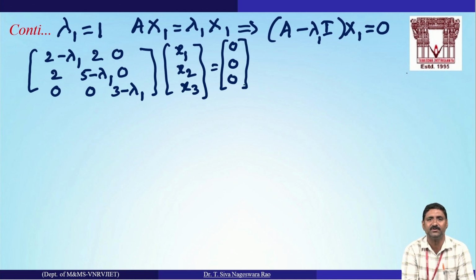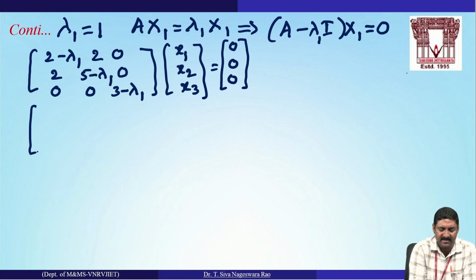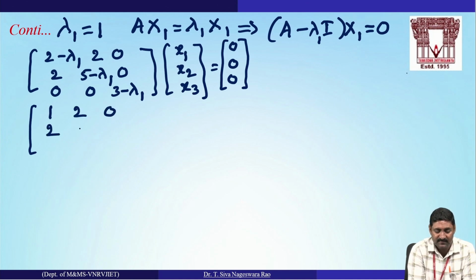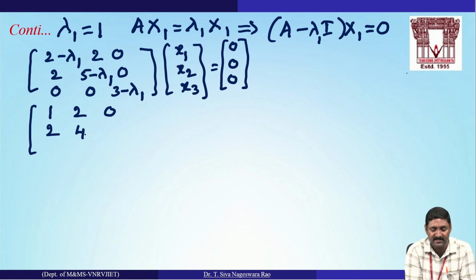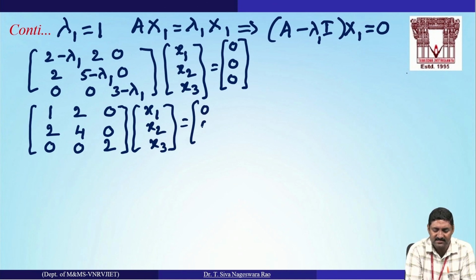Now I am going to substitute in place of lambda 1 with the first eigenvalue 1. Therefore, the resultant matrix is 1, that is 2 minus 1. Here it is 2, 0, 2, 4, 5 minus 1 is 4, 0, 0, 0, 3 minus 1 is 2. Multiplied with x1, x2, x3. This is equal to 0, 0, 0.